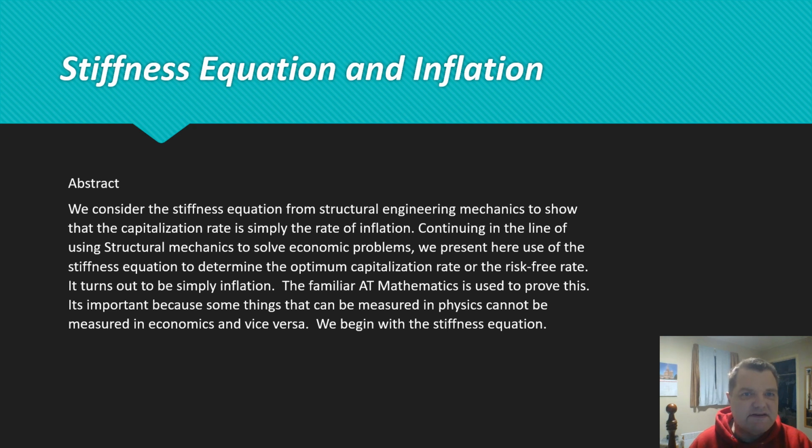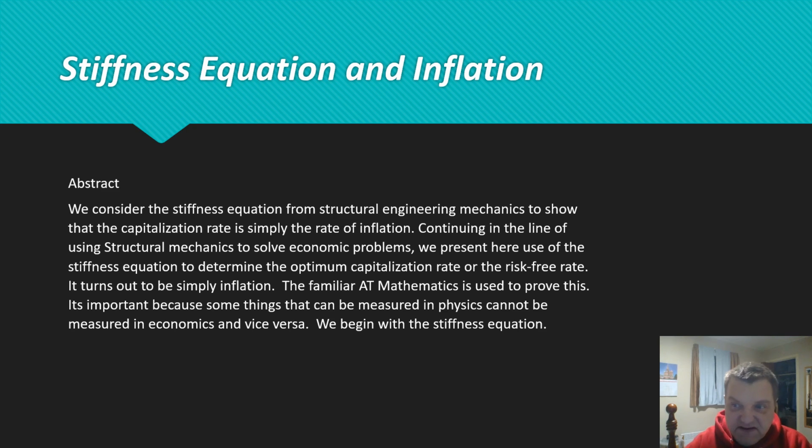So our next paper is called the stiffness equation and inflation. We consider the stiffness equation from structural engineering mechanics to show that the capitalization rate is simply the rate of inflation. Continuing in the line of using structural mechanics to solve economic problems, we present here the use of the stiffness equation to determine the optimum capitalization rate or the risk-free rate. It turns out simply to be inflation. The familiar AT mathematics is used to prove this. It is important because some things that can be measured in physics cannot be measured in economics and vice versa.